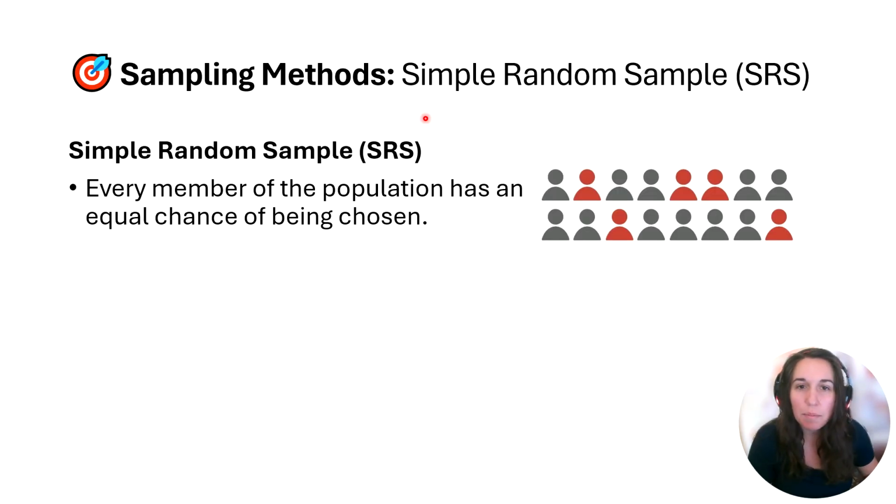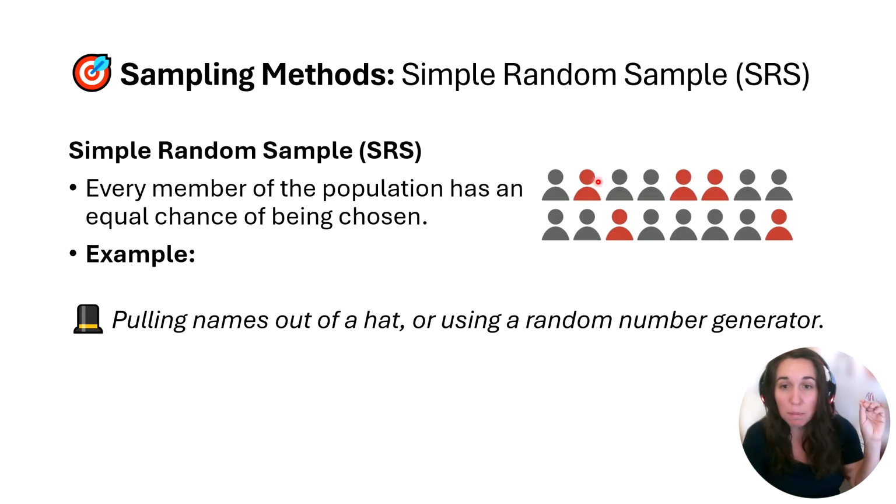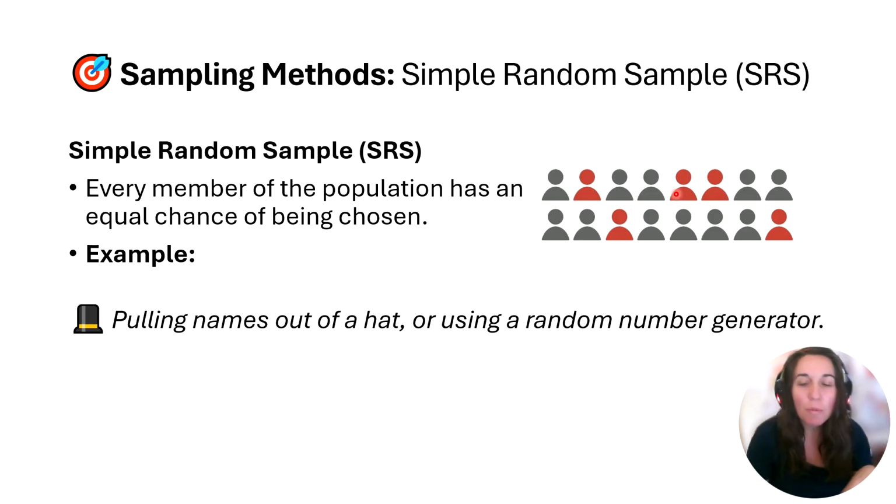So our first sampling method is called the simple random sample, SRS for short. And this means that every member of the population has an equal chance of being chosen, okay? So for example, pulling names out of a hat or using a random number generator, right? That says, okay, pick person 2. So we take the second person, and then it says pick person 5. And then it says pick person 6, right? We're randomly generating numbers. We're pulling things out of a hat. Everybody has an equal chance of being chosen.